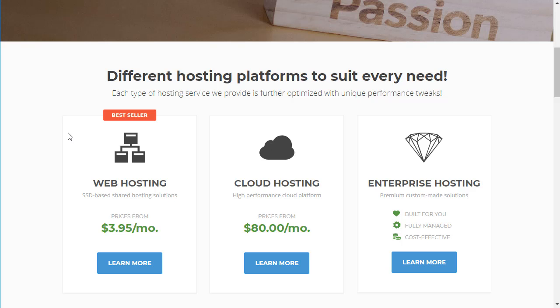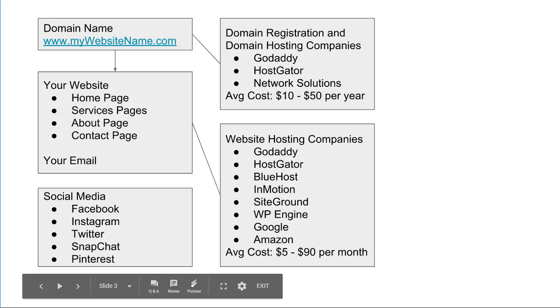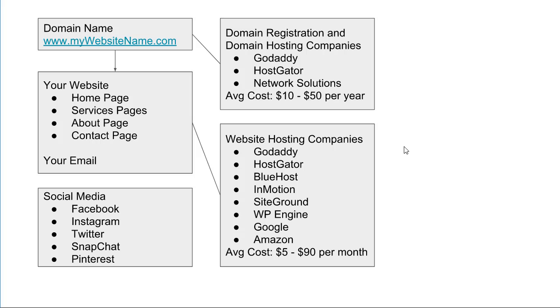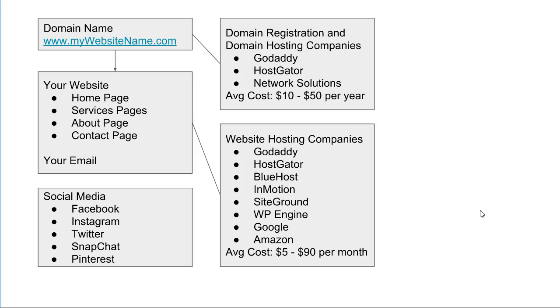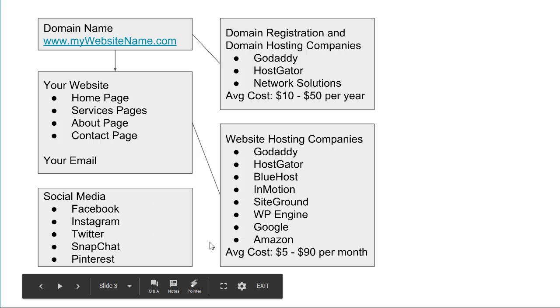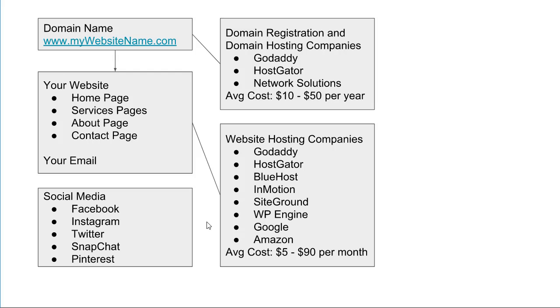All right, and SiteGround is a good option. That's a good website host. InMotion is also good. Some of these others are very common, but sometimes they're not as good, depending on what server you get put on. All right, and then you've got social media. Of course, social media consists of Facebook, Instagram, Twitter, Snapchat, Pinterest, and a whole other bunch of other things as well.